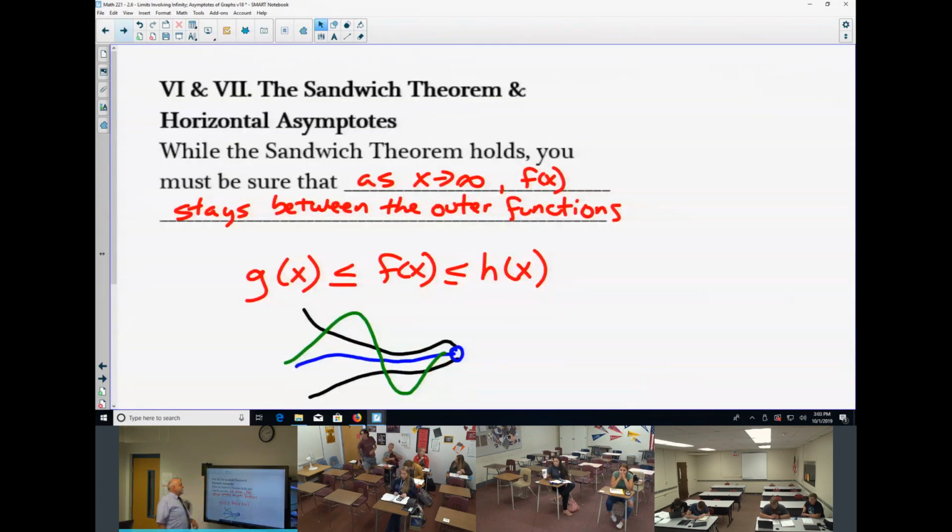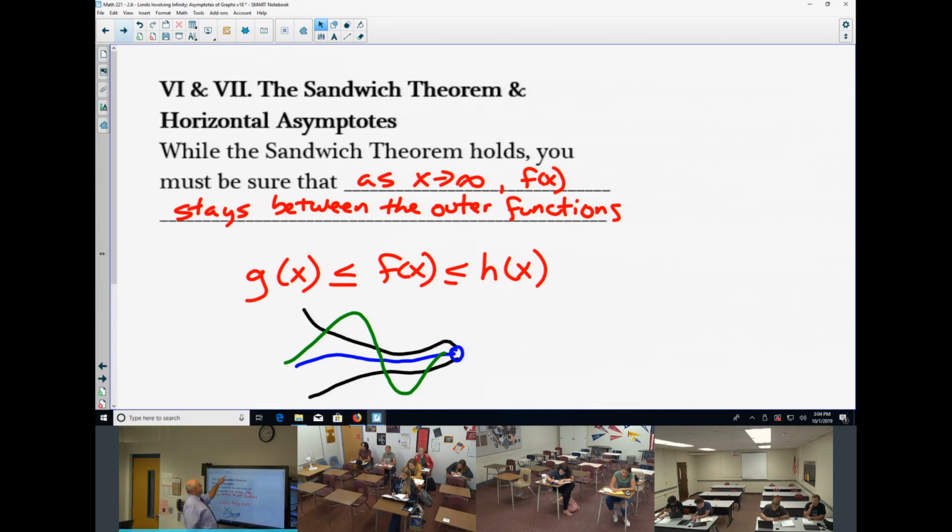All right, parts 6 and 7 together. The sandwich theorem and horizontal asymptotes. While the sandwich theorem holds, you must be sure that as x approaches infinity, f of x stays between the outer functions. So what that means is that, if we're saying that f of x is between g of x and h of x, okay?